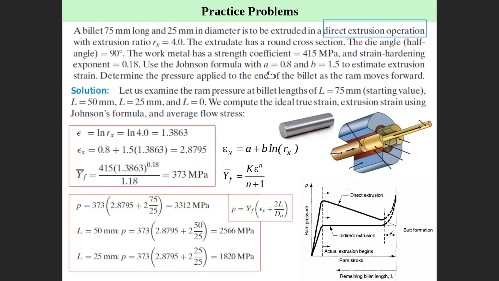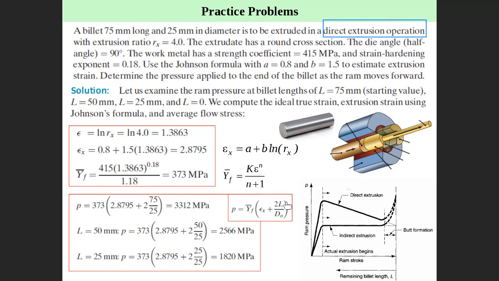It determines the pressure applied to the end. Calculate the mean pressure applied at L equal to 75, at 50, at 25, and at L equal to 0, at different L. When you do some extrusion, you get 50 remaining, then you apply at 50, then 25, and 0. Theoretically, 0 means you complete the extrusion and all material is extruded.